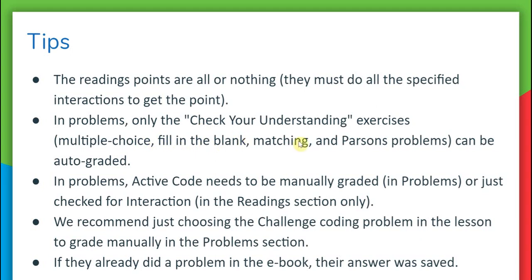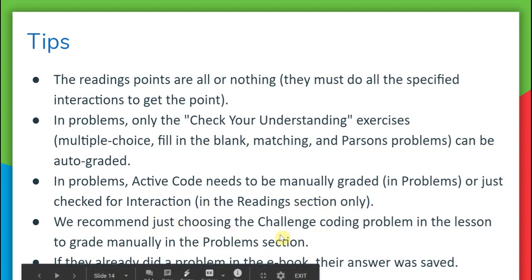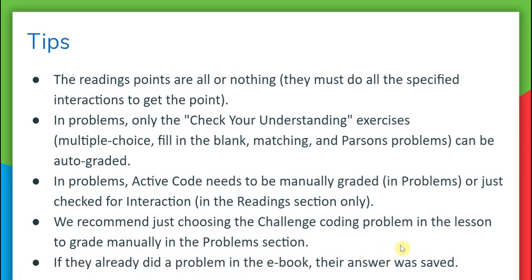In the problems, not everything is auto-graded, right? Most things are multiple choice, fill in the blank, Parsons problems, but the active code needs to be manually graded, okay? So what I recommend is just choosing the challenge problems to grade manually so you don't have to grade too many, okay? And also remember that if they already did a problem in class while you were looking at that lesson, their answers are going to be saved in your course already. So if you assign it as an assignment and think that they're going to get a blank copy of it, they're not. Whatever they did already in the course, in your course, will be saved.